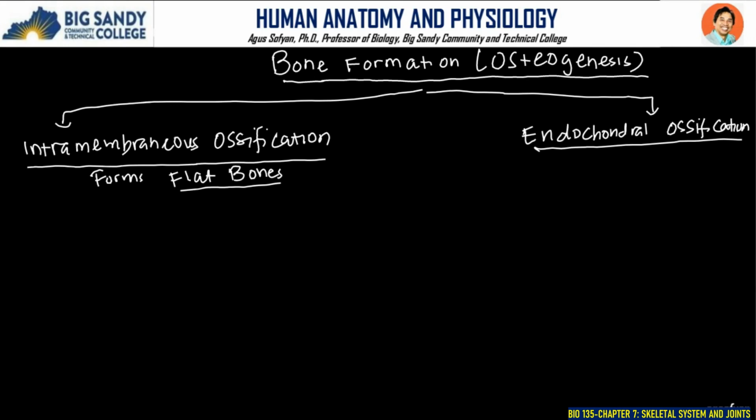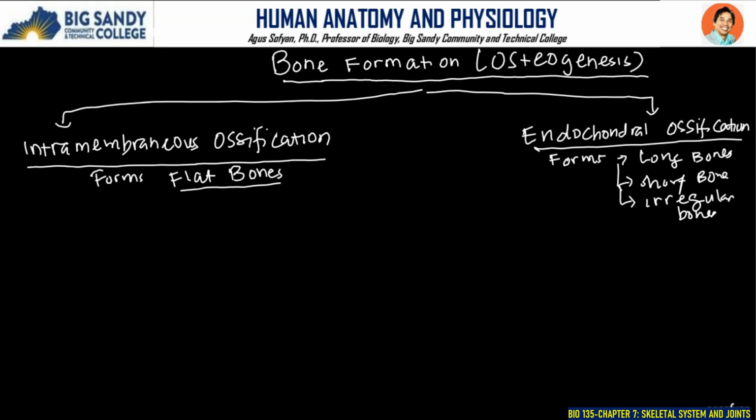And then endochondral ossification is the one that forms the other types of bone. Okay, long bones, short bones, and irregular bones will mostly also be produced by endochondral ossification. Okay, so two types of ossification, or bone formation. The first one is intramembranous ossification. The second one is endochondral ossification.